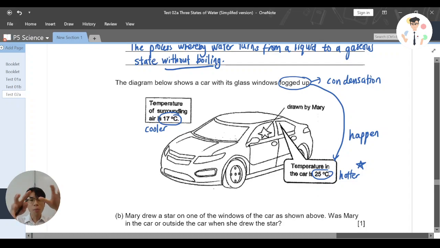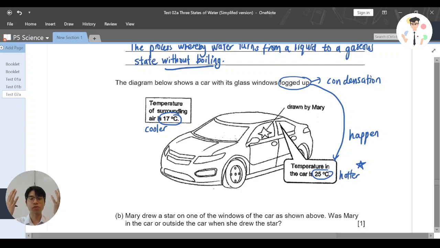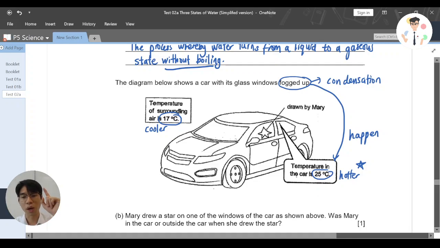That's why the warmer water vapor inside the car comes in contact with the cooler surface of the window, loses heat, and condenses to form tiny water droplets. That's why the inside becomes fogged up. Okay, inside of the car, not outside. But if I change the question so that outside is very hot and inside is very cold, then the fog will happen outside. So let me repeat again: the fog up will always happen on the side where the temperature is hotter.